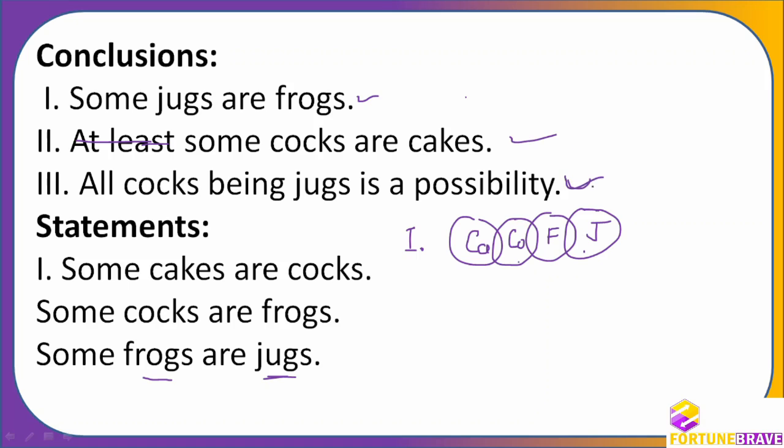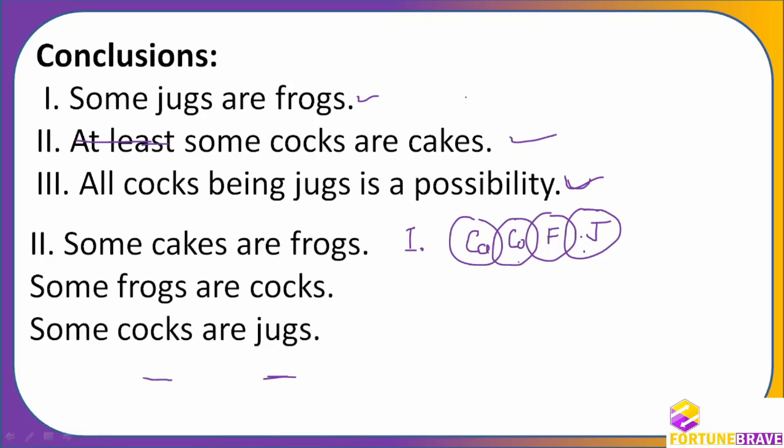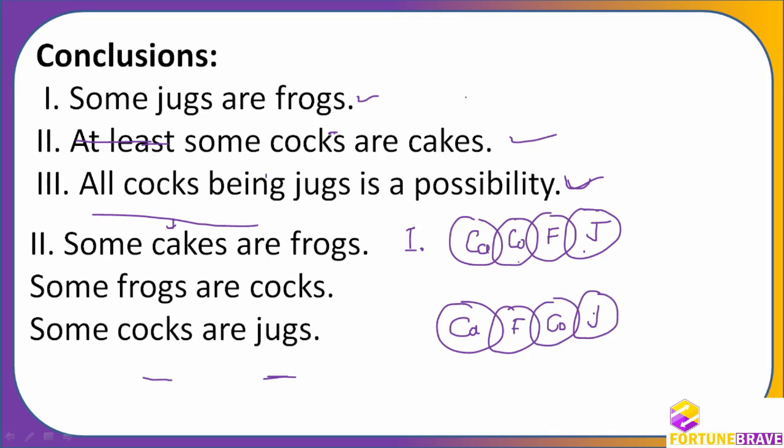Now you might be thinking that this is the same as the previous one. What is there? Maybe another statement can also be true. So I am going to show you another statement. These are statements here below. I am going to show you: some cakes are frogs. Some frogs are cocks. Some cocks are jugs. Some frogs are jugs. So some jugs are frogs.